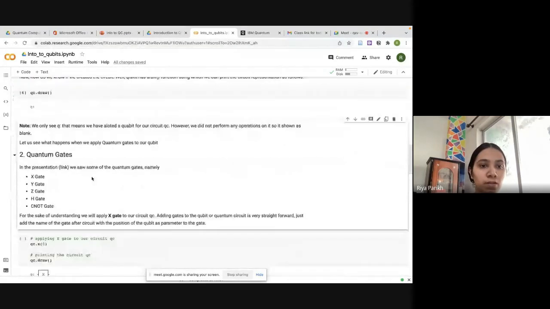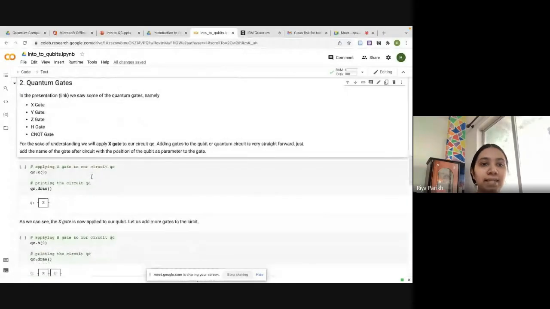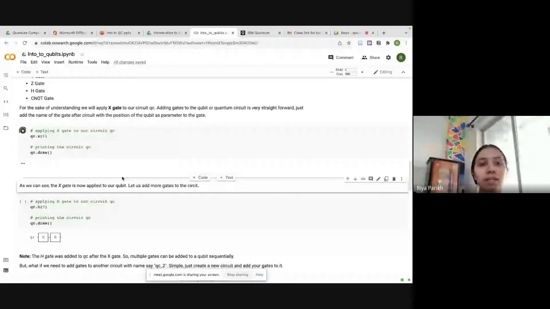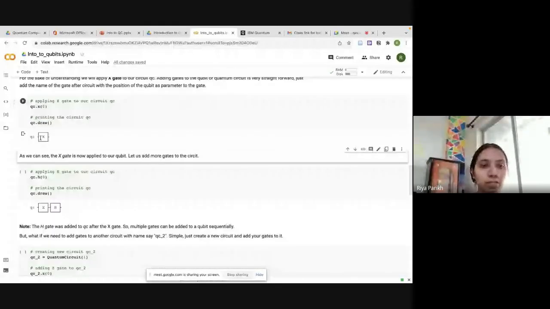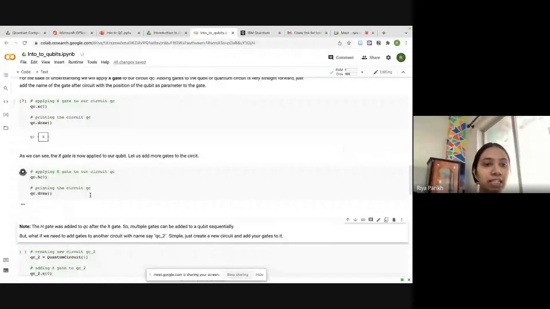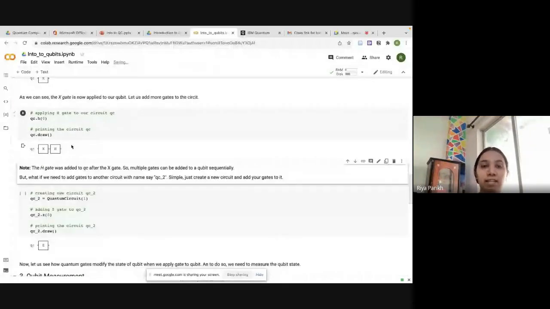It's in the default state 0. Now we apply an X gate and then draw the circuit QC. As you can see, the X gate is applied on the qubit state 0. We can also apply the H gate. As you can see, the H gate is added after the X gate. So it gets added sequentially, and sequence is very important in quantum computing. If you invert the sequence, the output can change.